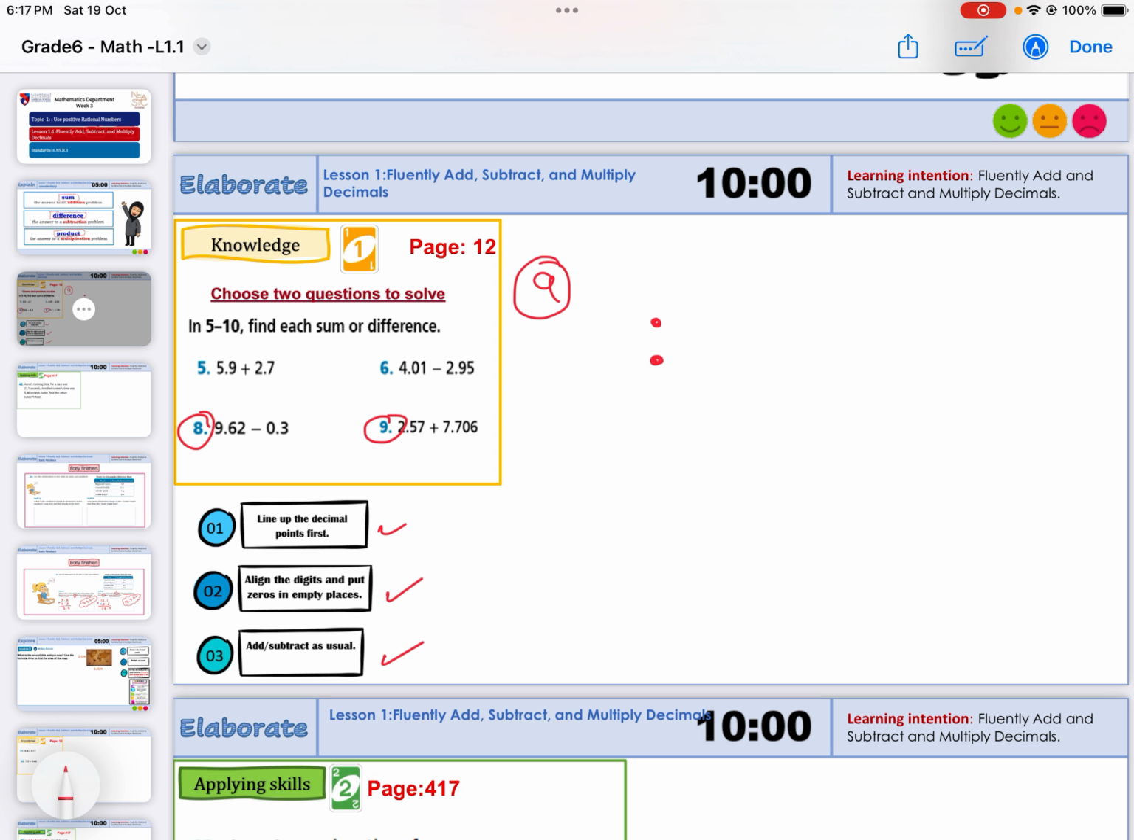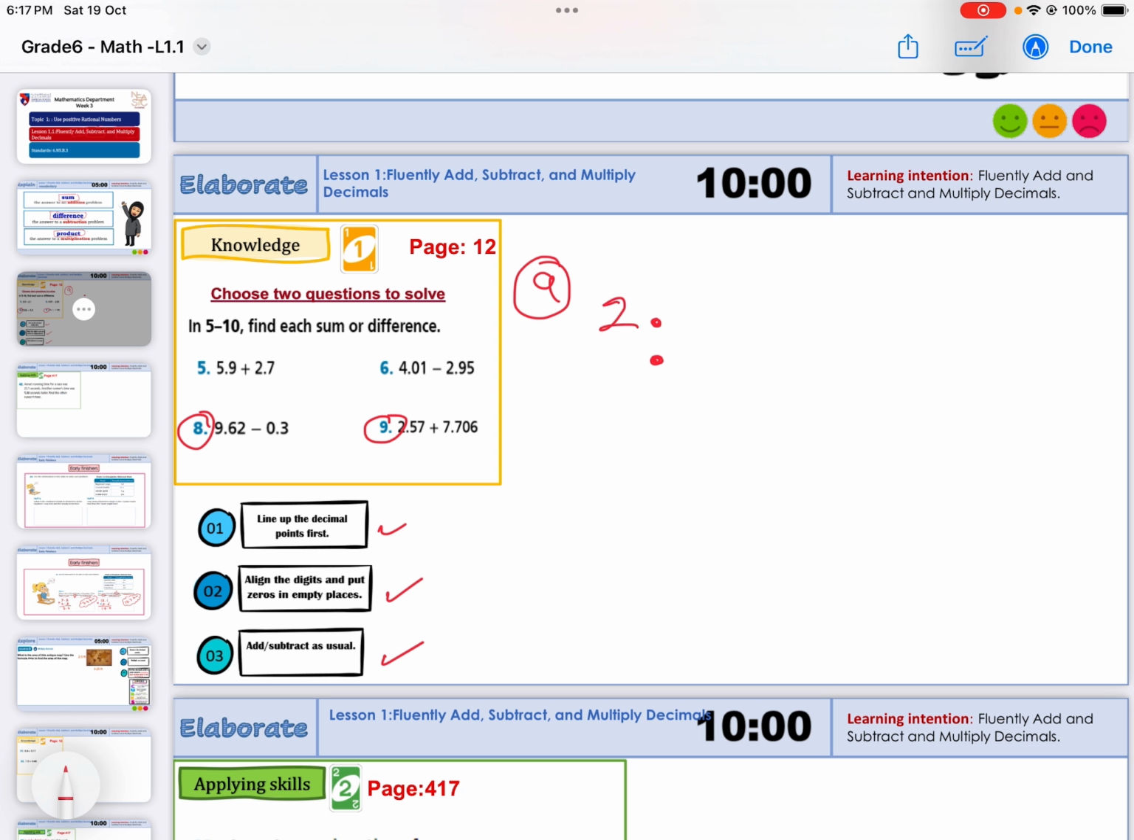So I'm going to start with question number 9. So guys, before you start, the first thing I always tell you to do is to line up the decimal points. Because if you do line them up properly, they will tell you where to align the digits. Okay? Let's make sure to put the ones under ones, the tenth under each other, and the hundredth, and the thousands, and so on. Okay? So let's start with the first one.